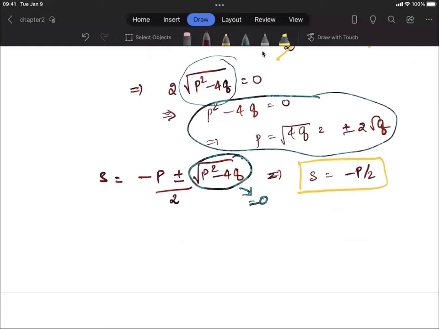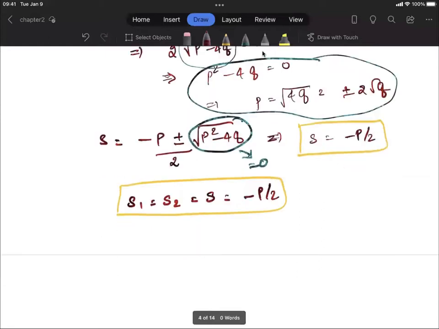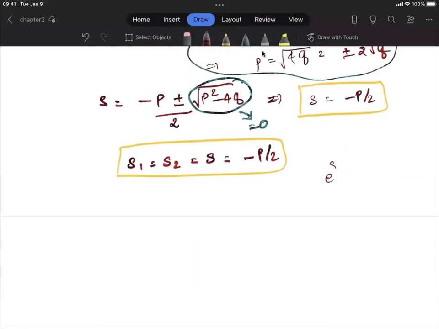So in the case where we have the two roots of the auxiliary equation to be the same, we have found only one independent solution. We will obviously have only one independent solution because both the roots are exactly the same, right? And that solution would be e to the power sx. That would be the solution.